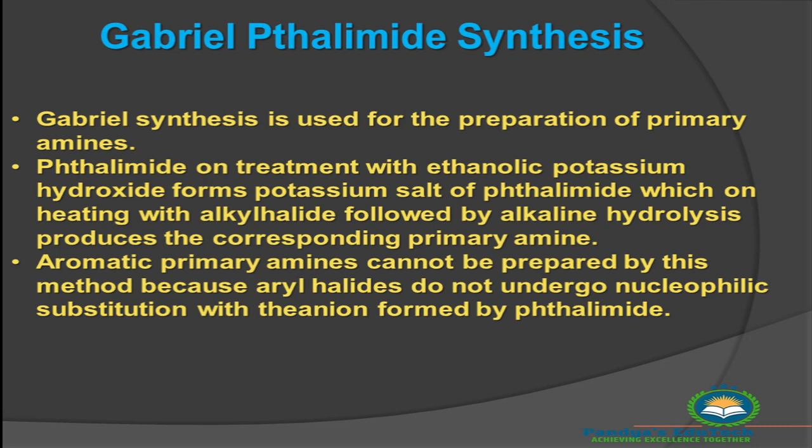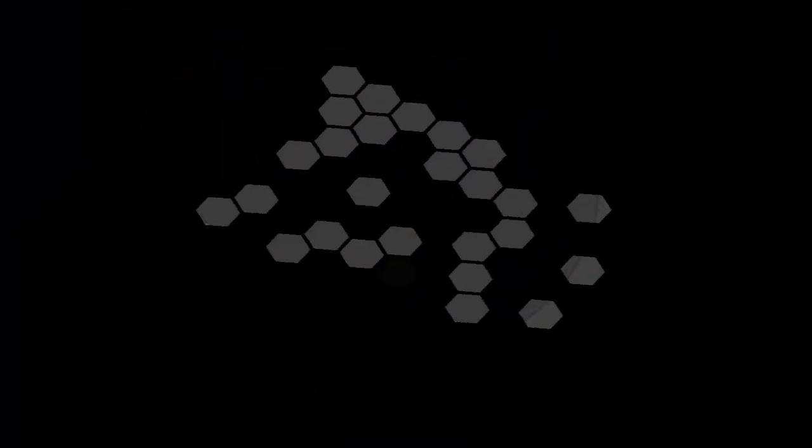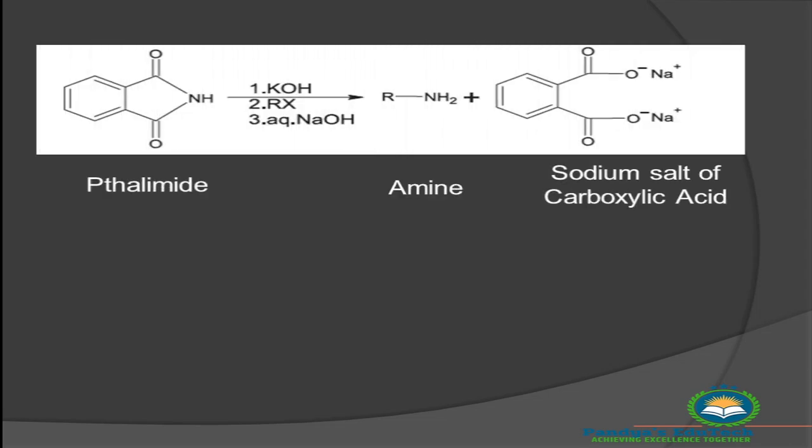Aromatic primary amines cannot be prepared by this method because aryl halides do not undergo nucleophilic substitution with the anion formed by the phthalimide. As you can see, when phthalimide is reacted with potassium hydroxide, that is KOH, and alkyl halide and aqueous NaOH solution, it will form an amine and the sodium salt of carboxylic acid, where the amine is the primary amine.